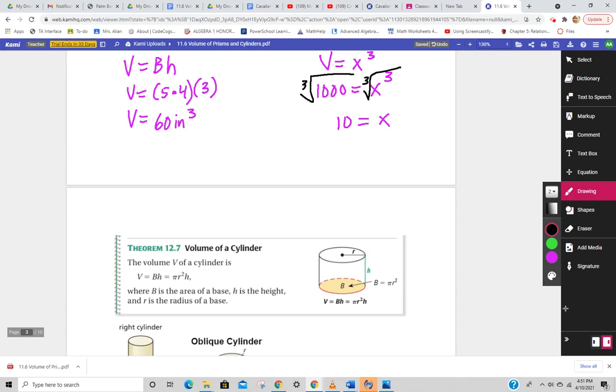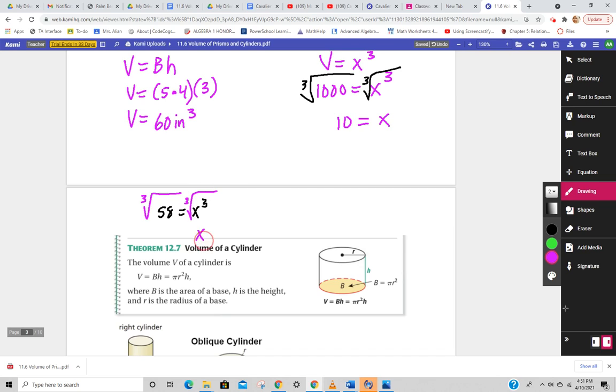So let's say you are trying to find the cube root of a difficult number, for example, 58. You want the cube root of 58, and you don't know how to do that in your calculator. So I'm going to show you. So you're going to take the cube root of both sides.